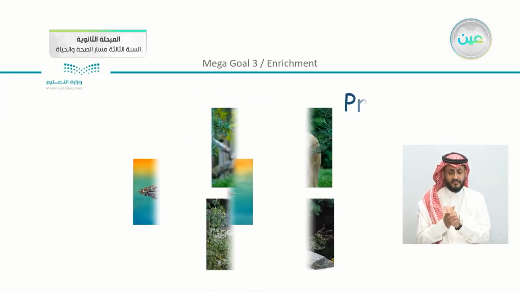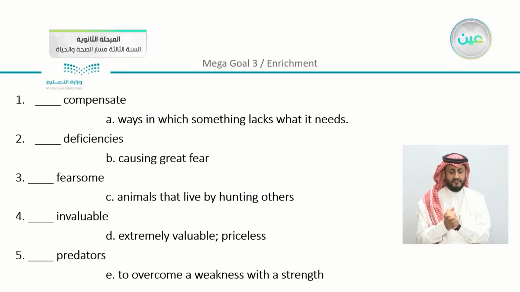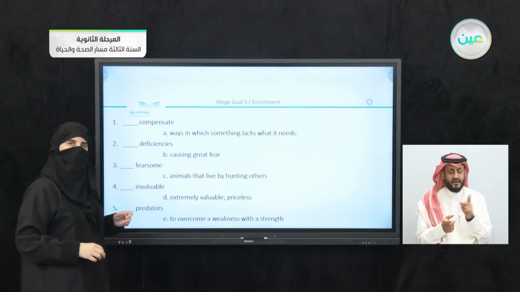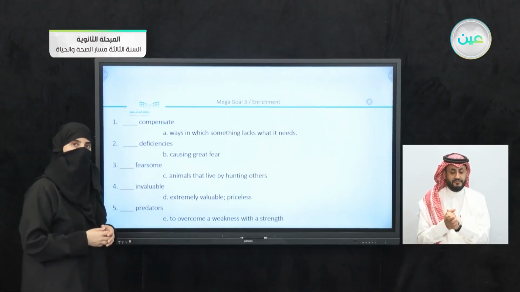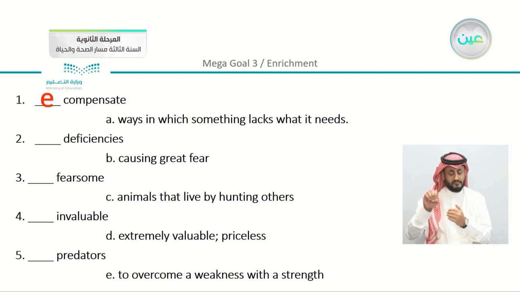Invaluable, okay, so these are predators as we mentioned in our lessons. Now going back to the exercise, you can just do the exercise with me here. Now we have the first one, compensate. We said that compensate is to overcome a weakness with strength. Deficiencies, ways in which something lacks what it needs. We have here fearsome, B, causing great fear. Invaluable, extremely valuable, and predators, if you remember, animals that live by hunting others.